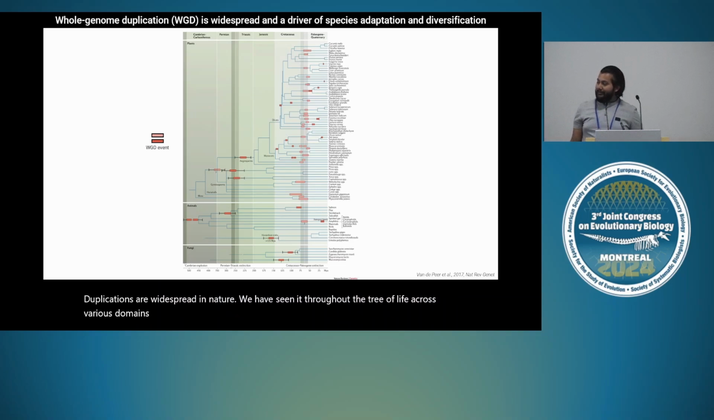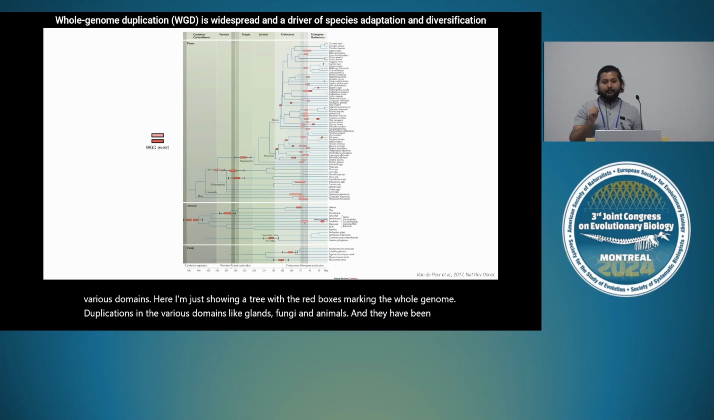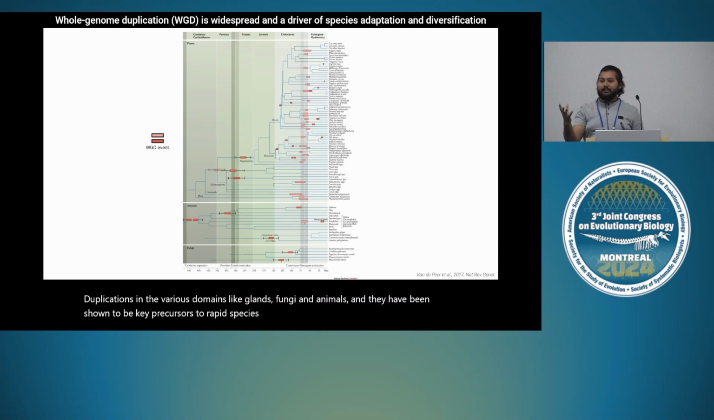Here I'm just showing a tree with the red boxes marking the whole genome duplications in various domains like plants, fungi, and animals. And they have been shown to be key precursors to rapid species diversification and adaptation events throughout the history of life.